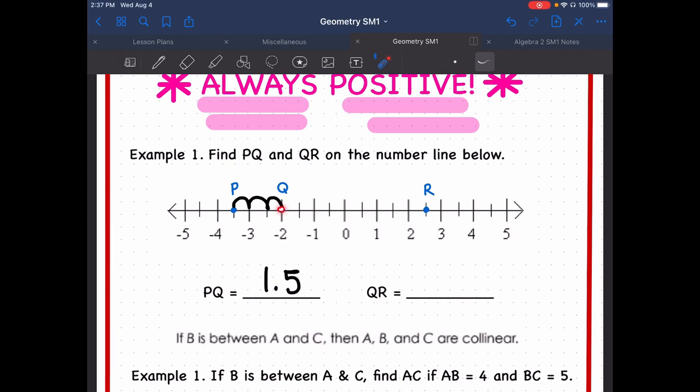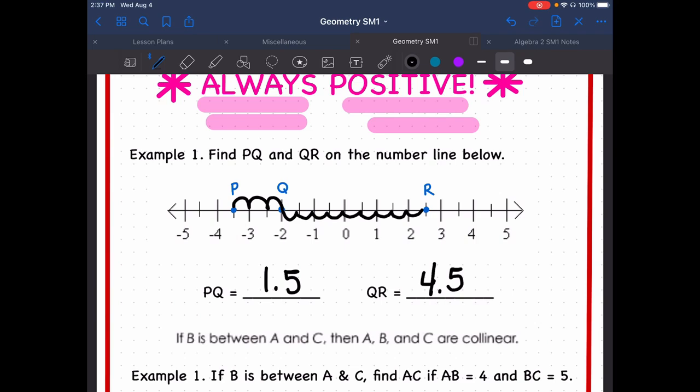So Q to R. And I'm simply going to count. I'm going to use the bottom this time. Half, 1, half, 2, half, 3, half, 4, half, 4 and 1 half. And then, of course, we could go ahead and put some distance on it.